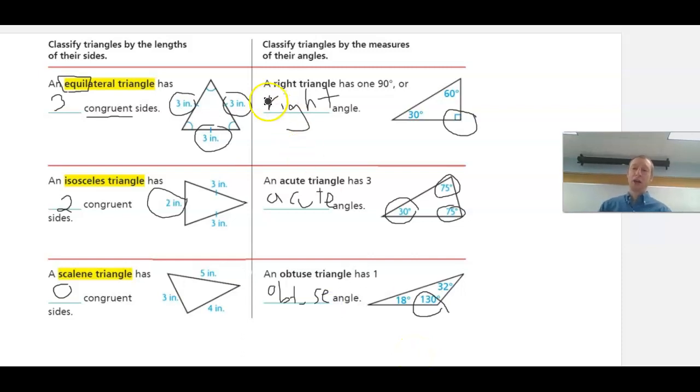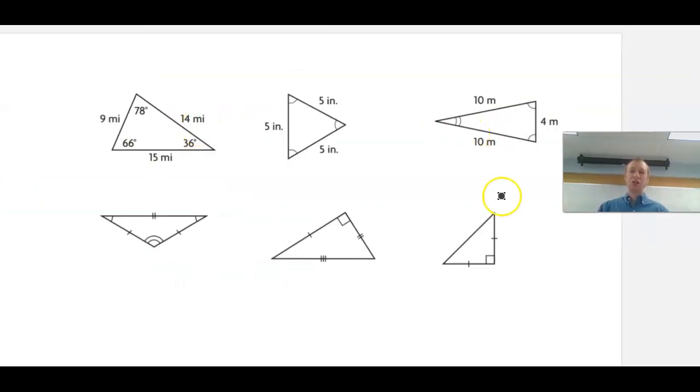So a right triangle has one right angle. An acute triangle has all three acute angles. And an obtuse triangle has one obtuse angle, okay? So we are going to be naming these triangles based on their sides and their angles. We're going to give every triangle two names. So let's look at some triangles here. I've got 6 triangles. Let's try to name them based on their sides and their angles.